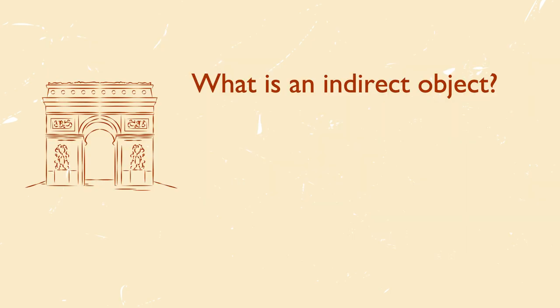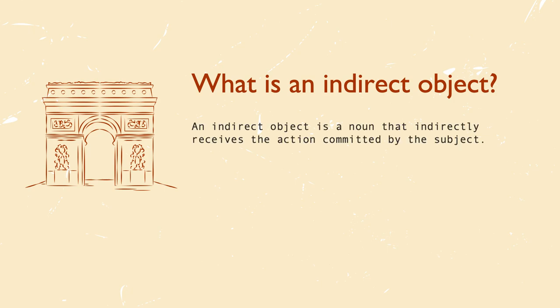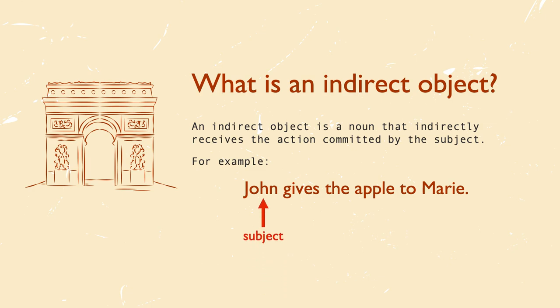Now, what is an indirect object? If you don't know what an indirect object is in English, then you're really going to struggle to know what it is in French. So let's review. An indirect object is a noun that indirectly receives the action committed by the subject. For example, in the sentence, John gives the apple to Marie, John is the subject, the apple is a direct object, and Marie is an indirect object. Right? The apple receives the direct action of the verb gives. Marie sort of indirectly receives some of that action.